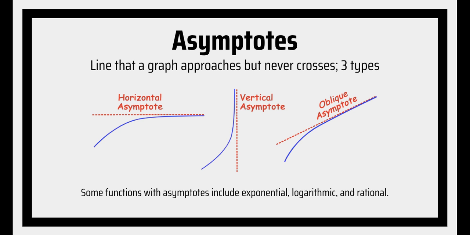Asymptotes. An asymptote is a line that a graph approaches but never crosses. And there are three main types. We have horizontal asymptotes, vertical asymptotes, and oblique asymptotes. Some functions with asymptotes include exponential, logarithmic, and rational.